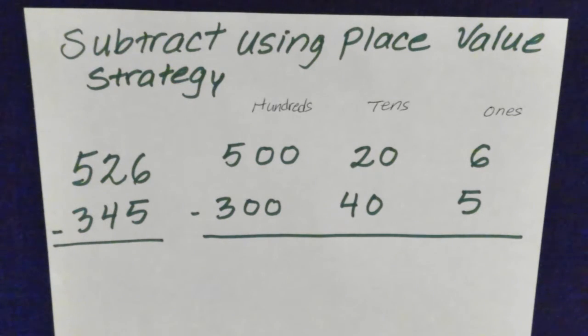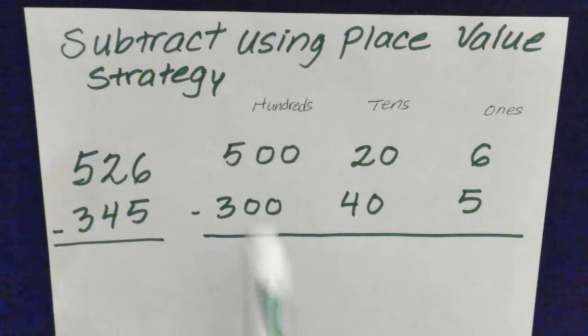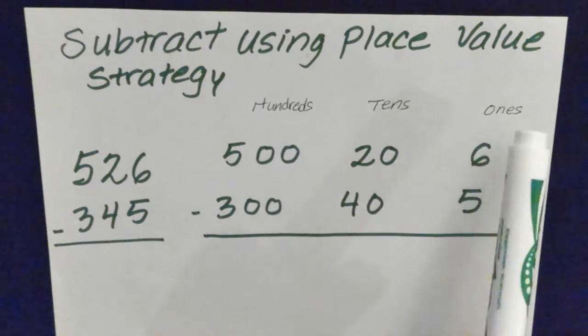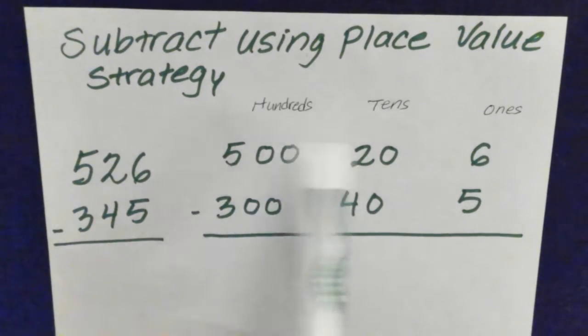Hi boys and girls. Today we are going to learn how to subtract using place value strategy. A place value strategy. Okay, here we have 526 minus 345. Now, you won't have to put this here, the ones, tens, hundreds. I just put it there just to remind you.